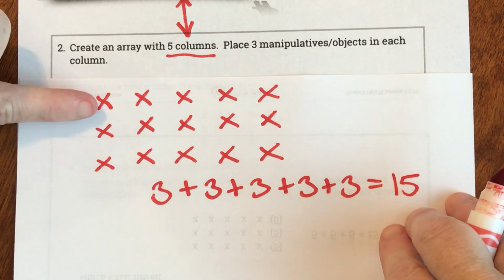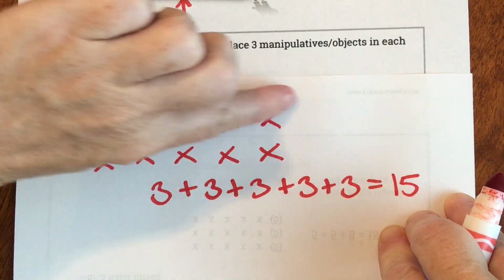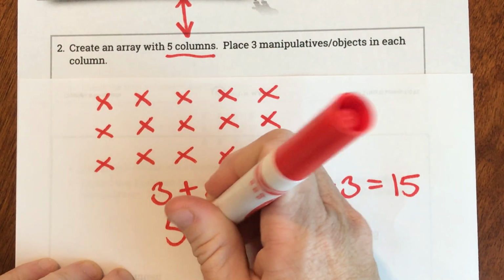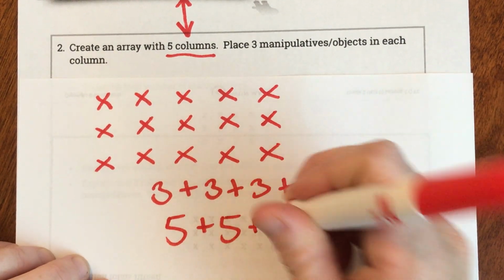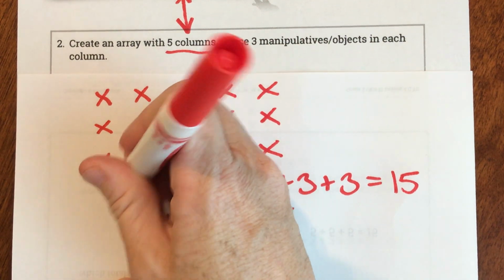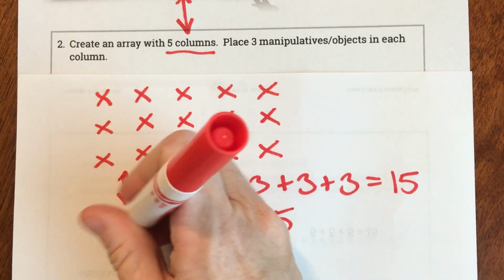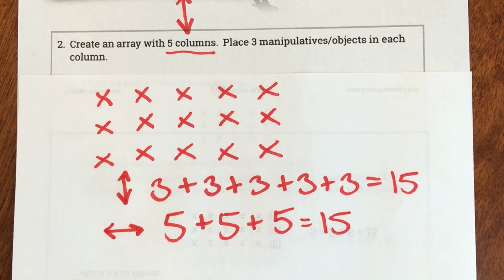Let's see if we could count by rows. So in this row, how many do I have? 1, 2, 3, 4, 5. In this row, I also have 5. And in this row, I also have 5. So this was counting by columns, and this was counting by rows. And I still have 15, no matter which way I decide to count.